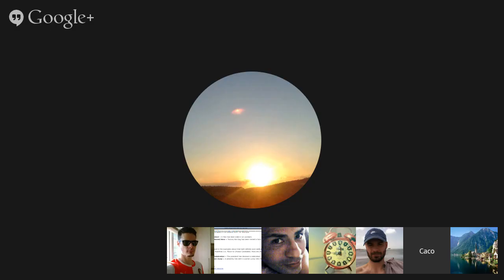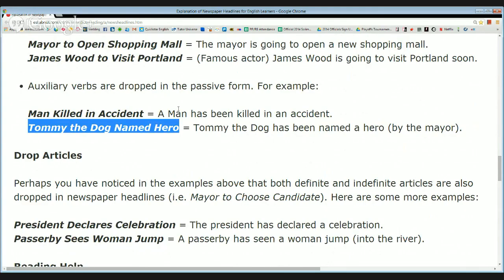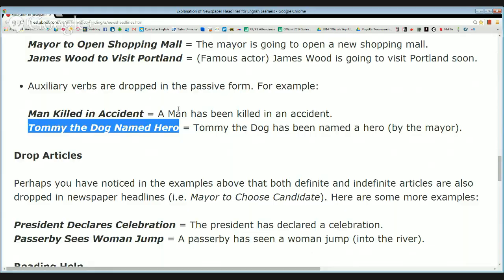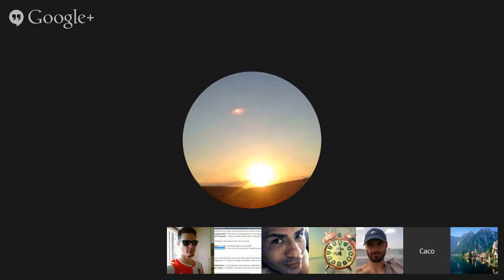Teacher, yes. This sentence, "Tommy the dog named hero," it's possible that it is possible to be adult if Tommy the dog is named a hero, or if his name is given to a hero. If he is named as a hero, or if his name is given to a hero.